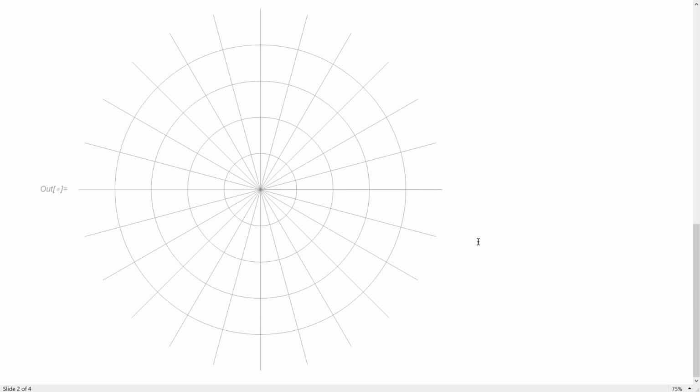In the next video, we'll talk about conversions between polar and Cartesian coordinates. And then after that, we'll talk about graphing in polar coordinates.